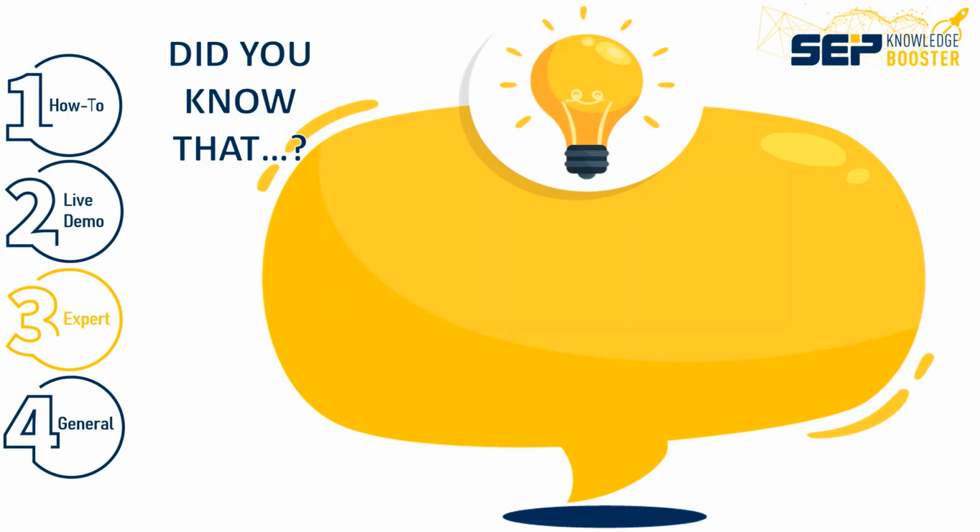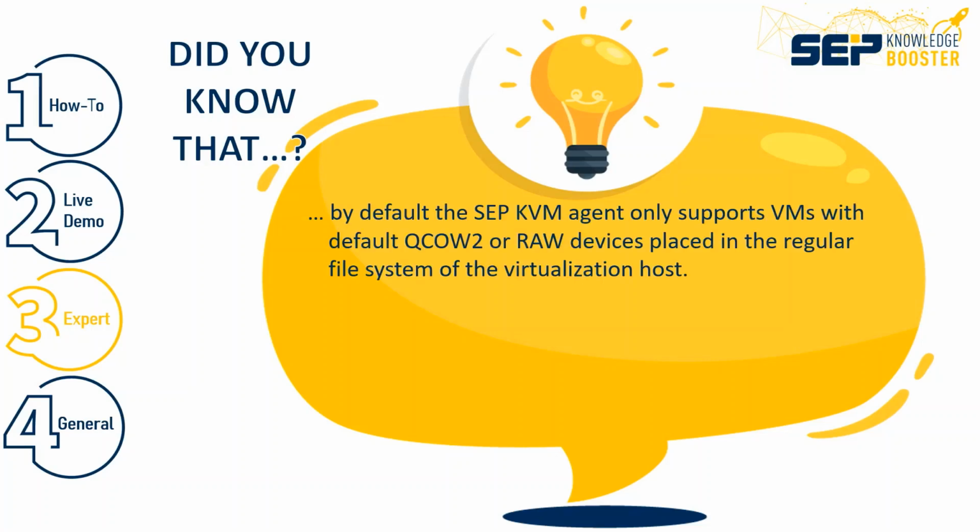Now we start with our expert question, with all the information for the experts. Did you know that by default our agent only supports the devices placed in the regular file system of the virtual host, with the raw devices and qcow2? So these are the standard, typical ways of having the storage devices placed in the file system.